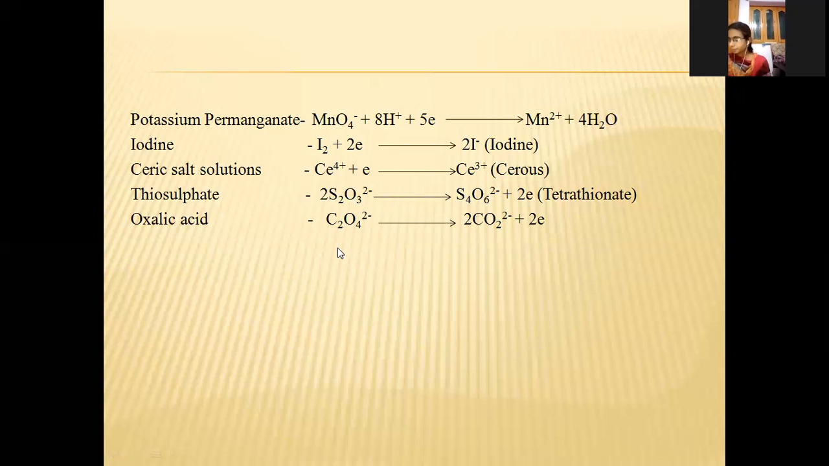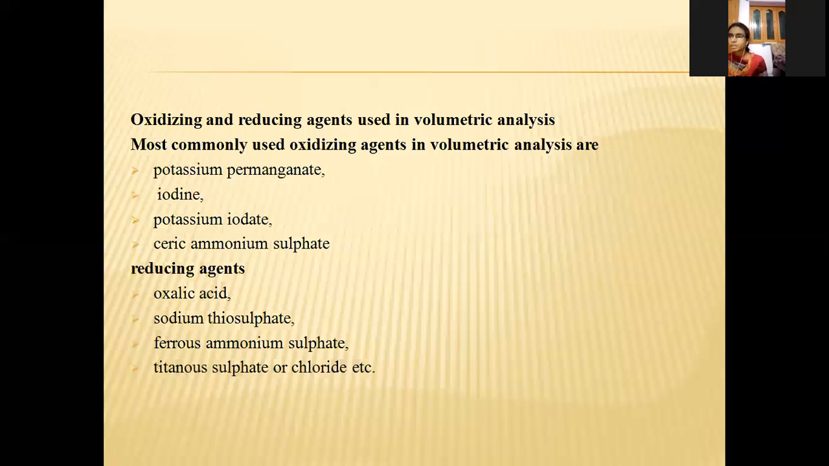Next, oxalic acid: 2 carbon dioxide are formed and 2 electrons are eliminated. These are the examples for redox titration. Next, the oxidizing and reducing agents used in volumetric analysis. What are the oxidizing agents and the reducing agents used in volumetric analysis?